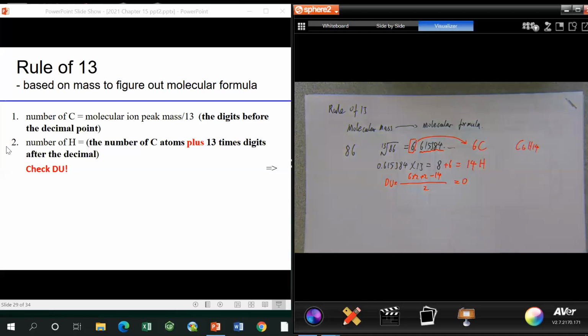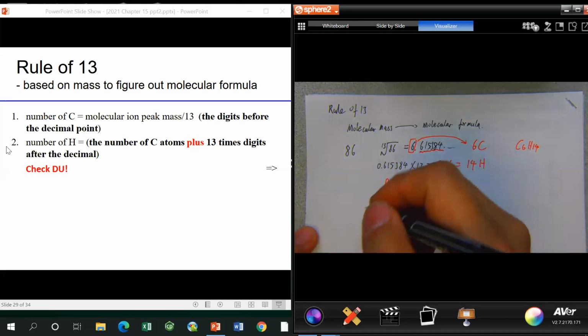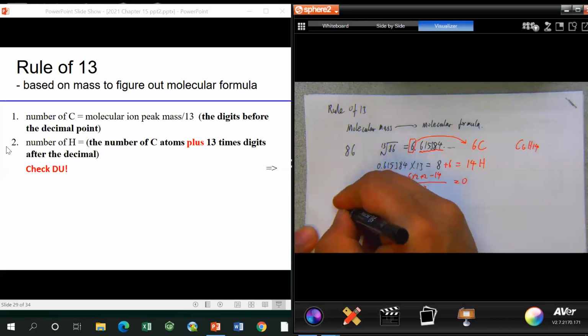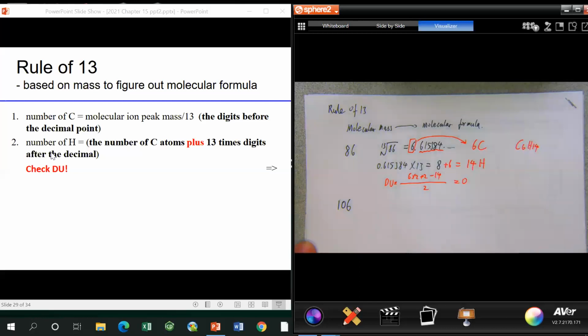All right, now you guys take a try. If your molecular mass is 106, take a try. What are the carbon number and hydrogen number for this molecular mass? Apply rule 13. And after you're done, please also do the DU number calculation. Take a try.